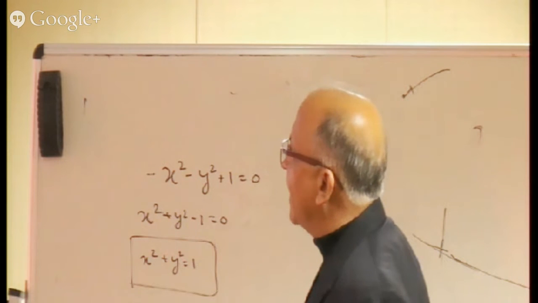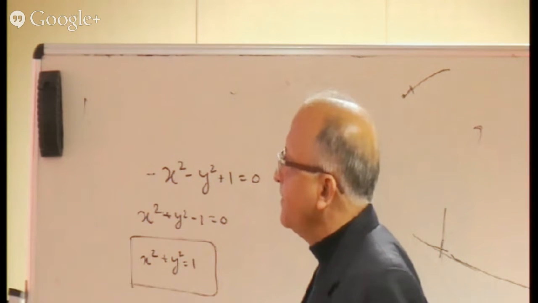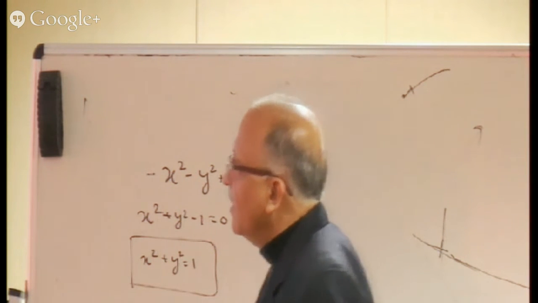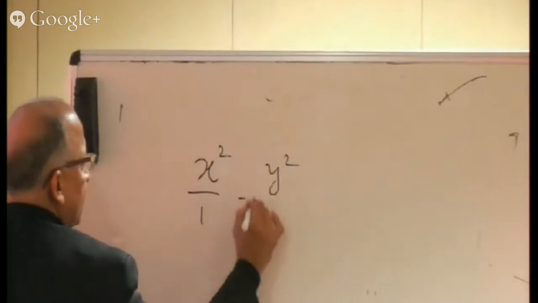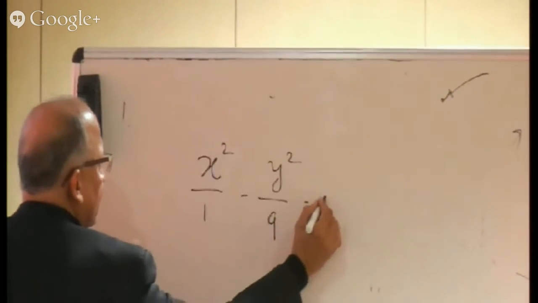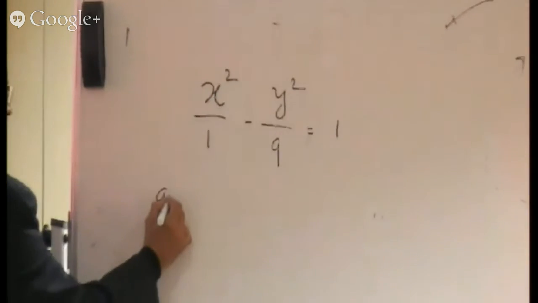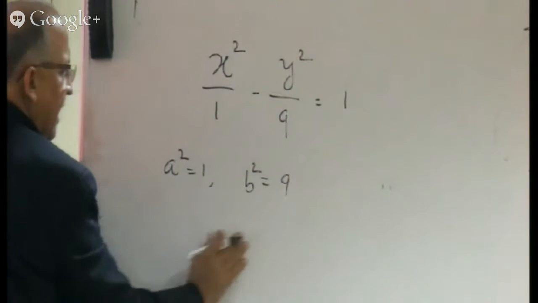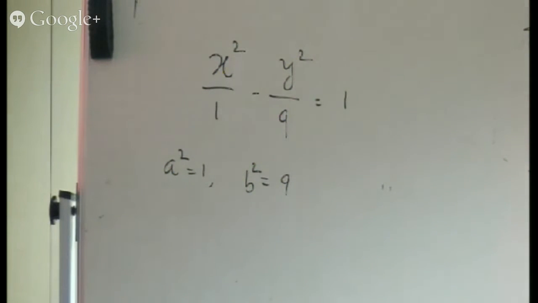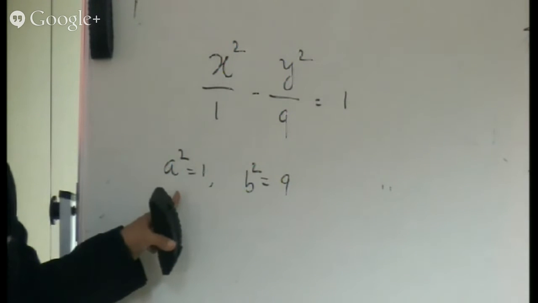Okay, let us see the length of the transverse axis. Because it is given x square, what is the equation? Can you read it for me? x square upon 1, y square upon 9. So what is a square? And what is b square? And what is the length of the transverse axis? 2a. So we are interested only in this.